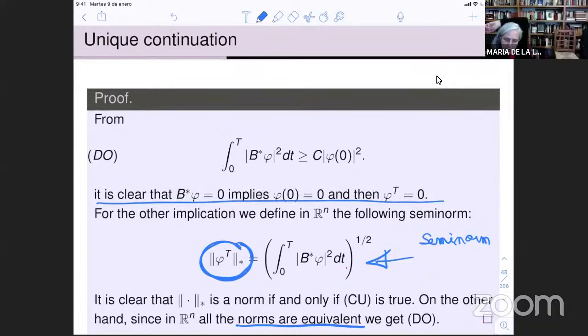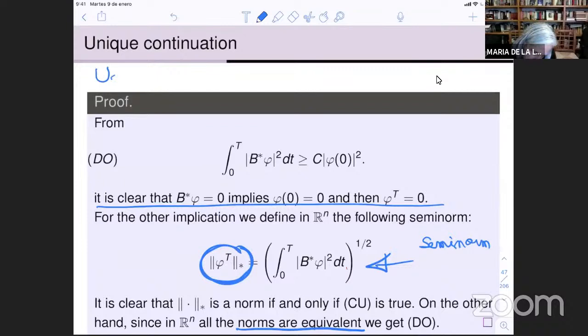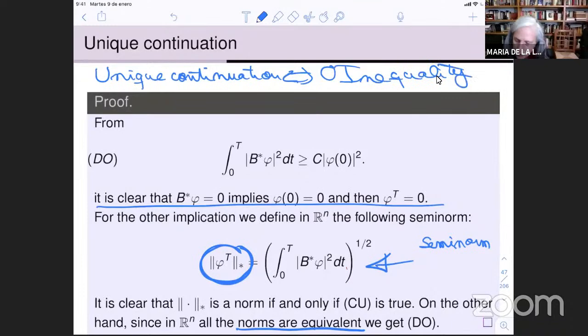Okay, so it is important to notice that unique continuation and observability inequality are not always equivalent. This happens in the finite dimensional setting, okay? We are going to see in the following days that this kind of property, unique continuation, does not give the observability inequality or the null controllability result.